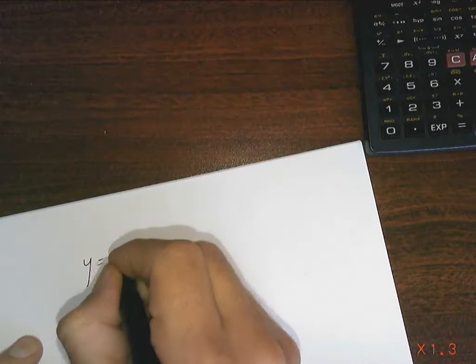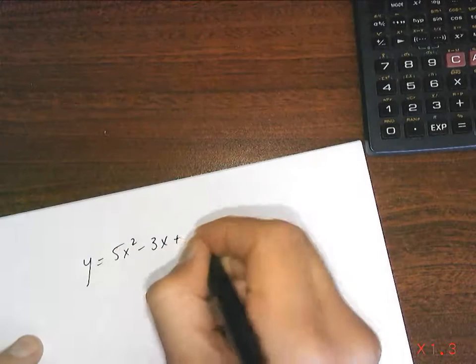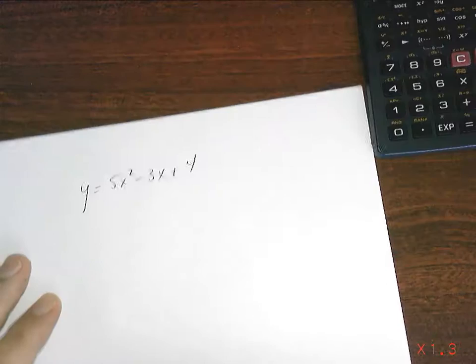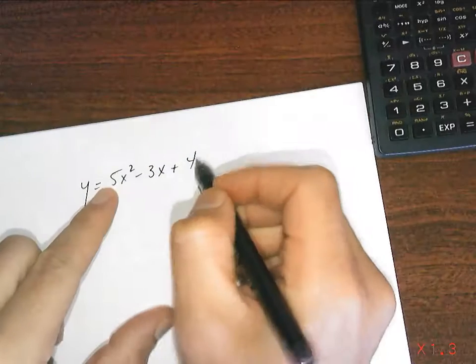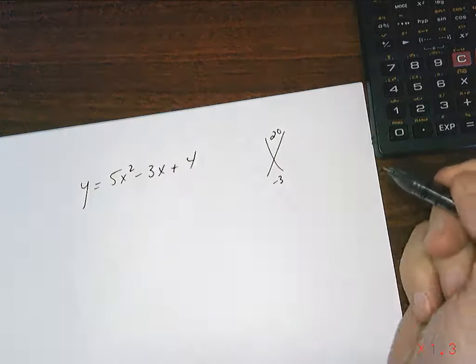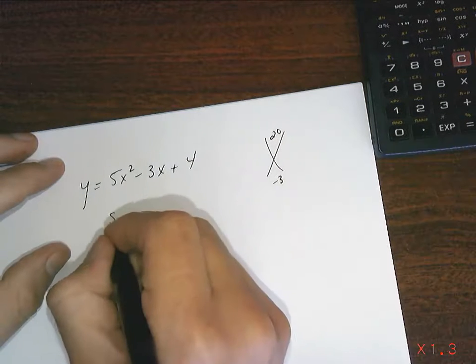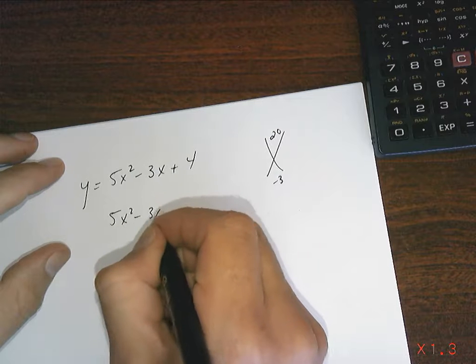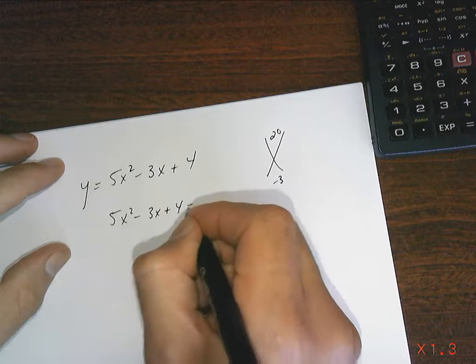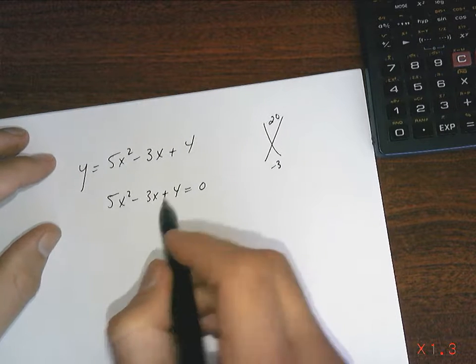Let's do y equals 5x squared minus 3x plus 4. Again, if I tried to factor it, I'm looking for two numbers that multiply to give 20 and add to give negative 3. It does not factor. I cannot do this with factoring. So if I want to find the zeros, I'm going to set it equal to 0. And what we're going to do is use the quadratic formula.